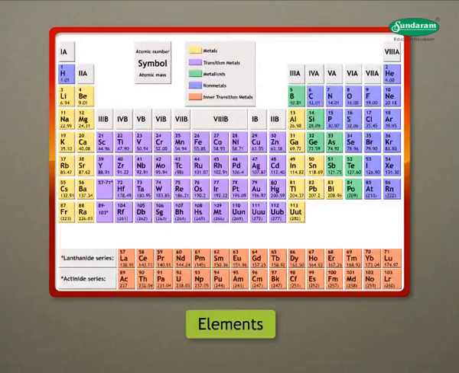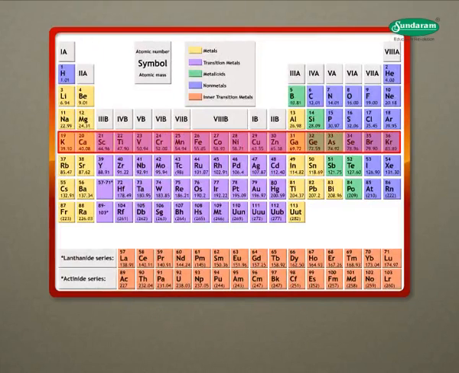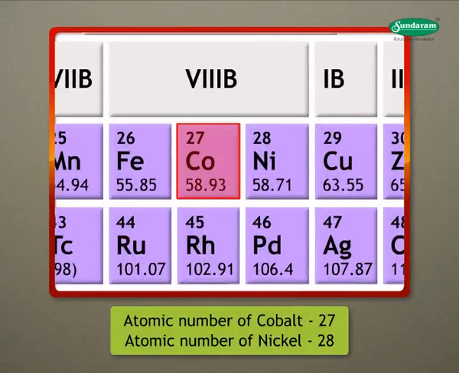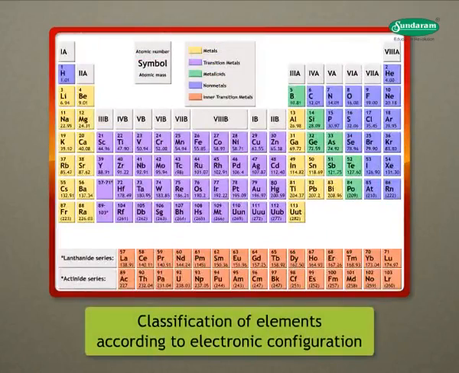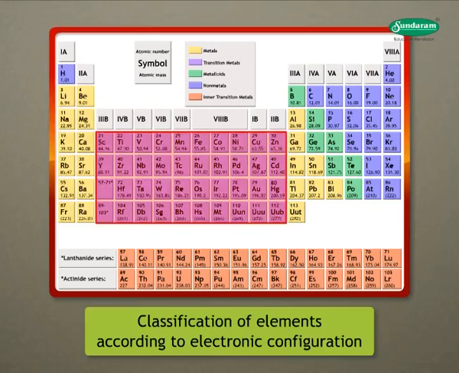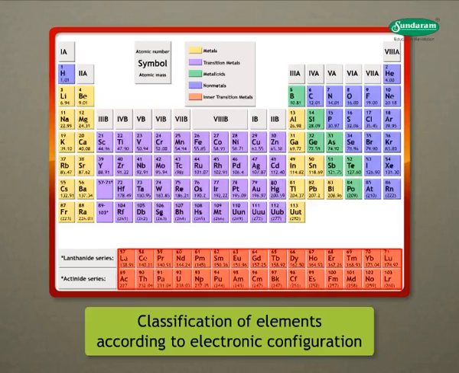When elements are arranged according to their atomic numbers, the anomaly regarding certain pairs of elements in Mendeleev's periodic table disappears. For example, atomic numbers of cobalt and nickel are 27 and 28 respectively. Therefore, cobalt will come first and then nickel, although its atomic mass is greater. Elements are classified according to their electronic configuration into different blocks.